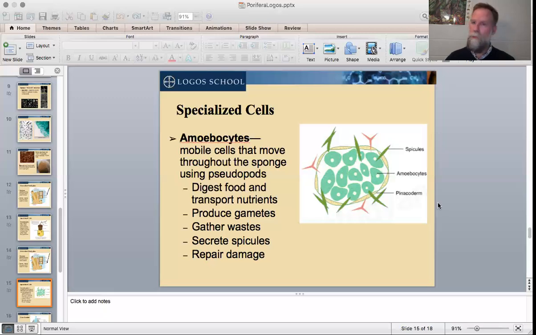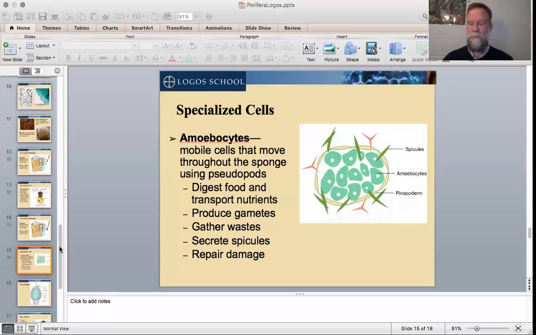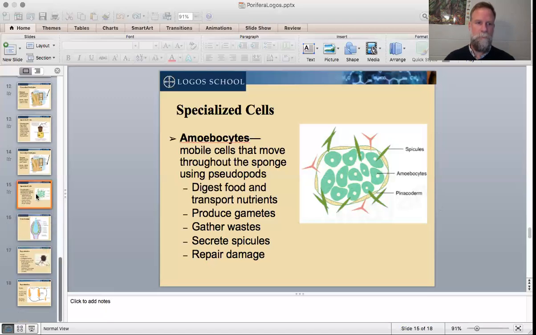Okay, so asymmetrical, no true tissues, no circulatory or respiratory systems. Let's talk a little bit about their reproduction here, and then we'll be done.